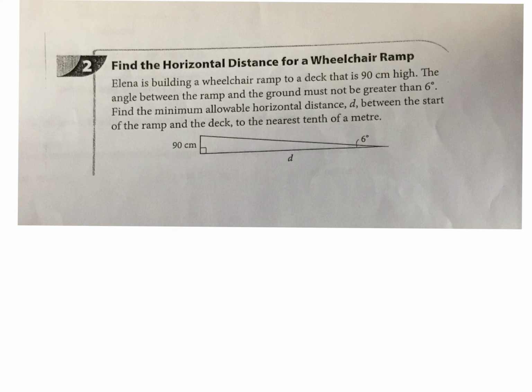Question. There's a wheelchair ramp and a deck. The deck is 90 centimeters high. The angle between the ramp and the ground can't be more than 6 degrees. So we're going to use 6 degrees as the reference point. We have to find the minimum allowable horizontal distance.